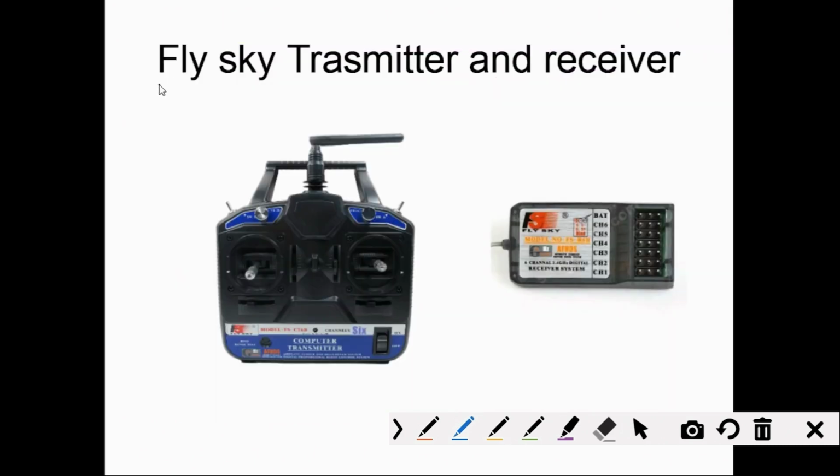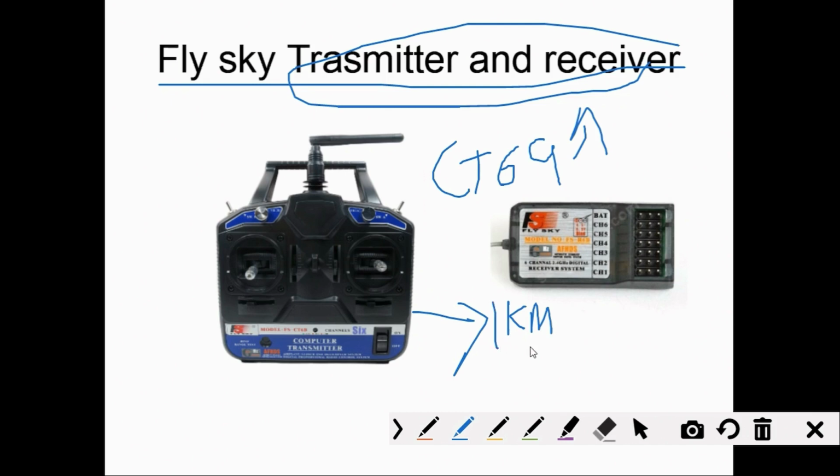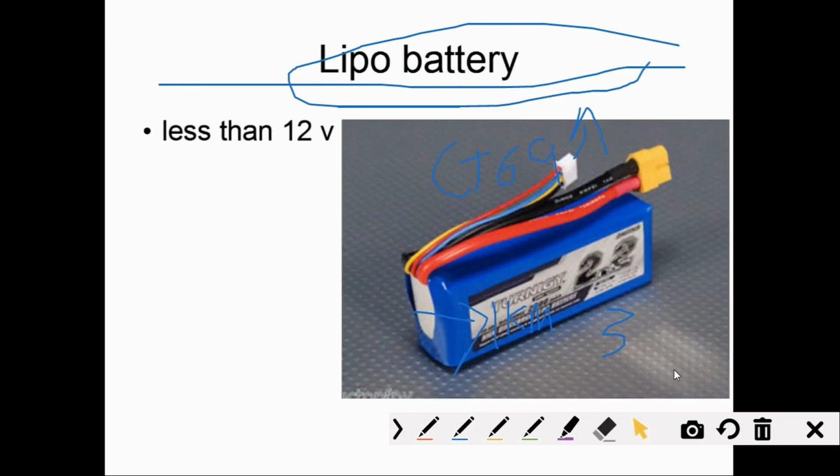So next is the Flysky transmitter and receiver. This comes in a single pack, and I am using this transmitter called the CT6B. It's not mandatory that you use this CT6B. There are higher versions also available, you can better go for that. This has a range of 1 kilometer, and there are more sophisticated ones which can go up to 3 kilometers. So this is the next part we are using.